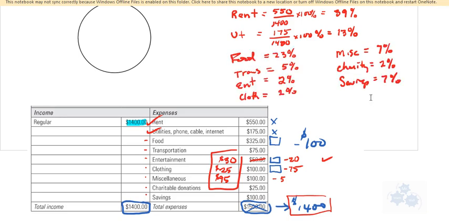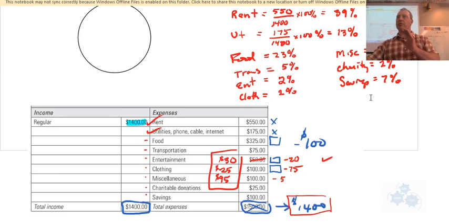Okay, so a full circle is 360 degrees. So now that you have your percents, what you want to do is take the decimal form of that percent and multiply it by 360 degrees, okay? Because that's going to give us the angle measure of the degrees.